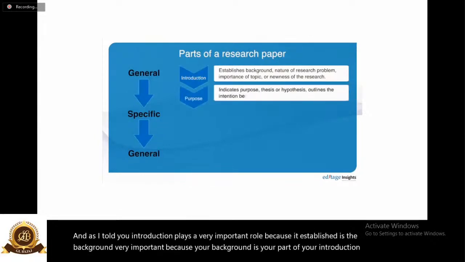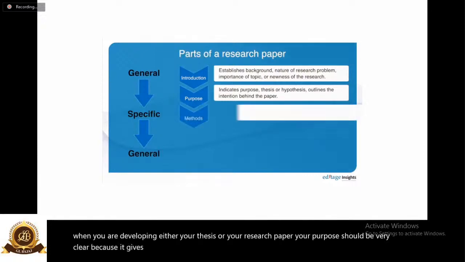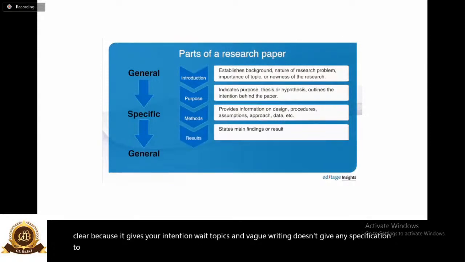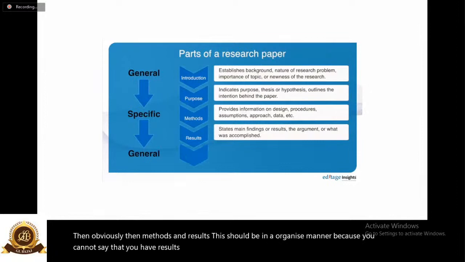Then when you are developing either your thesis or your research paper, your purpose should be very clear, because it gives your intention. Vague topics and vague writing don't give any specification to your research paper. Then obviously, methods and results. This should be in an organized manner, because you cannot say that you have results in the starting. So this should be your structure.